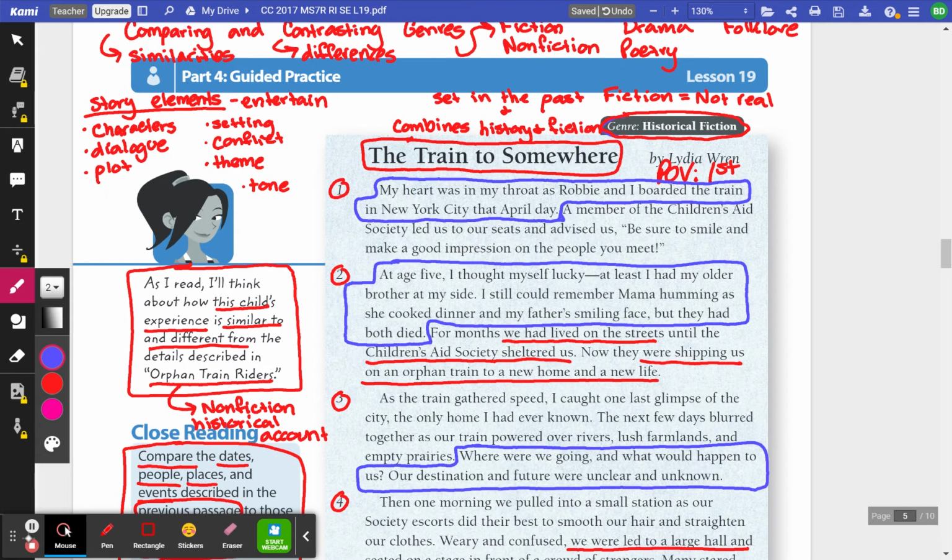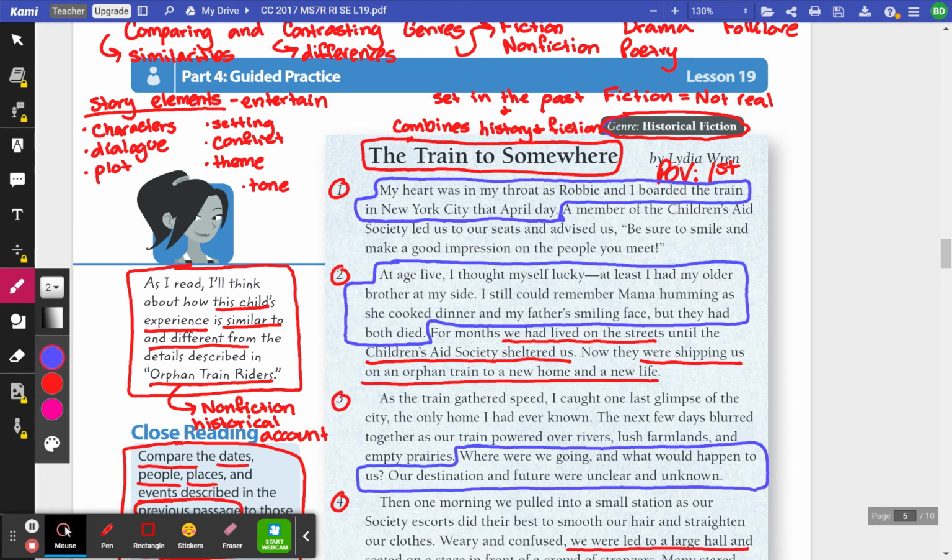All right, guys, I'm assuming you're back. You have just finished up your last close reading box for The Train to Somewhere, and now you are ready to discuss what makes this fiction and not a historical account. So, you had to find at least three story elements that show that this is a work of fiction, and you had to draw a box around them.